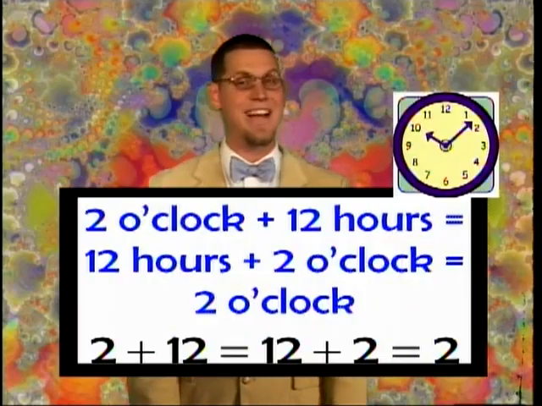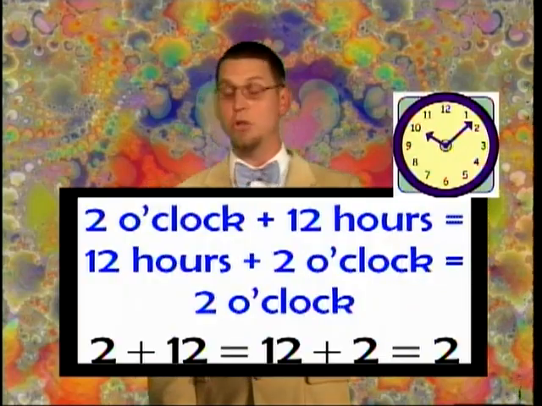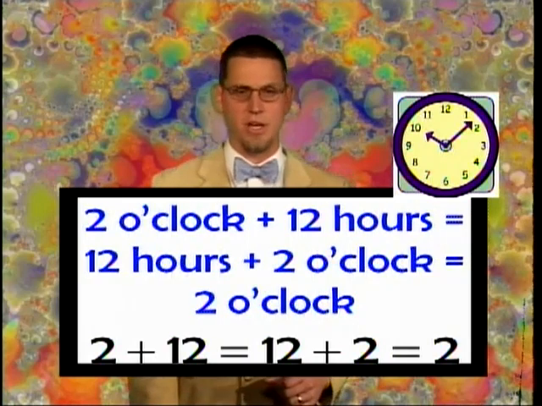Or if it's 3 in the afternoon, when will it be 3 in the morning? 12 hours later. So believe it or not, 12 is in fact the identity element for this potential group of clock arithmetic. So what does that mean?